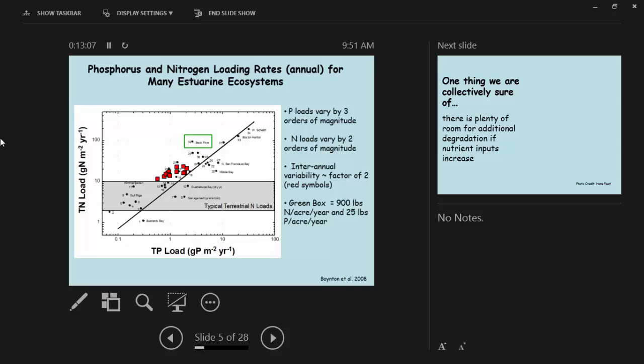And the last thing is that little green box. That's the Back River estuary. It's just north of Baltimore. It receives a lot of drainage from a landscape that's 40% impervious, and it receives a great deal of the sewage from the city of Baltimore.